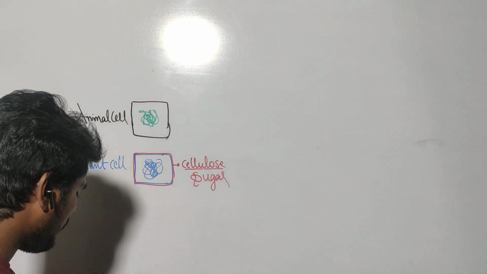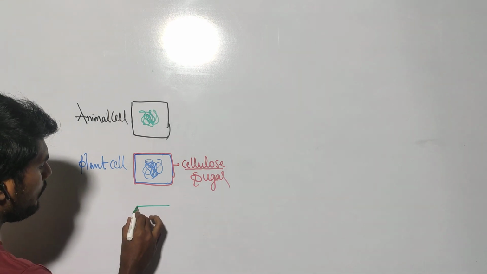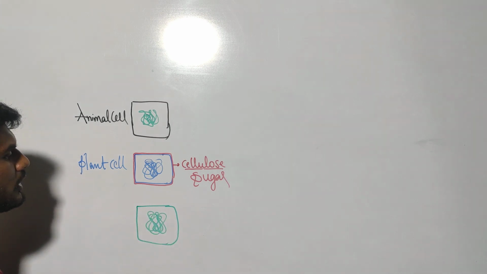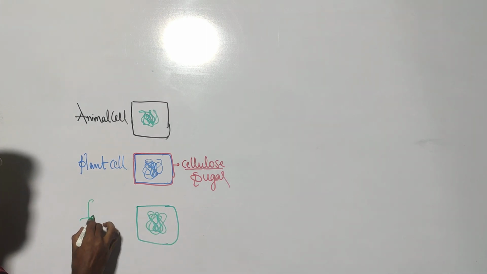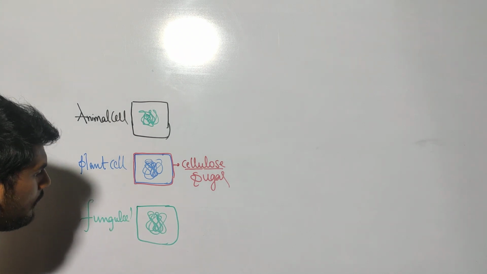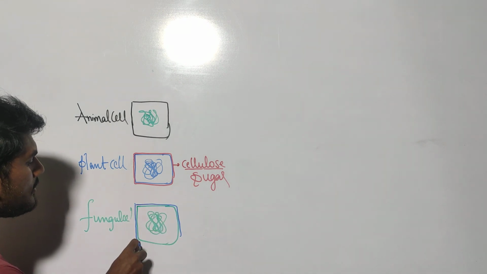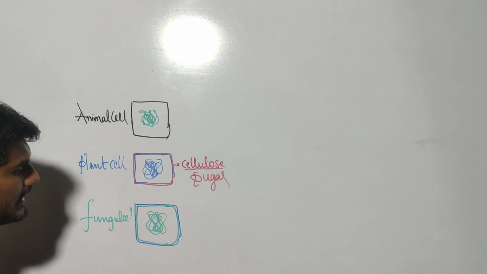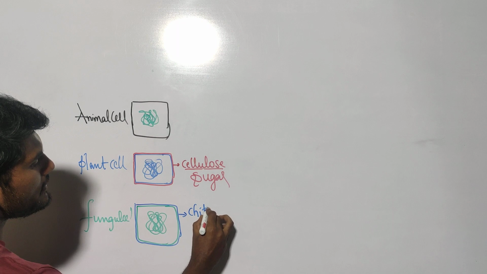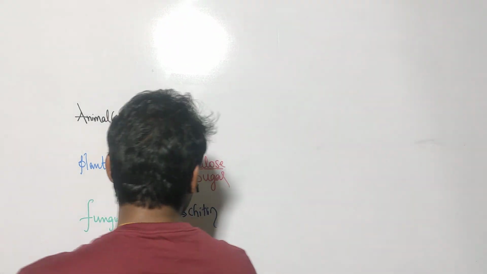Another cell you can take is the fungal cell, the mycota cell. The fungal cell also definitely contains a nucleus, and the nucleus contains the DNA molecule. The fungal cell also has a wall. What wall? The cell wall. The cell is covered with the wall known as the cell wall. And the cell wall in fungi is made up of what? Chitin, which is very, very rigid.